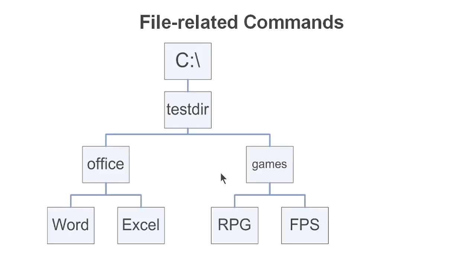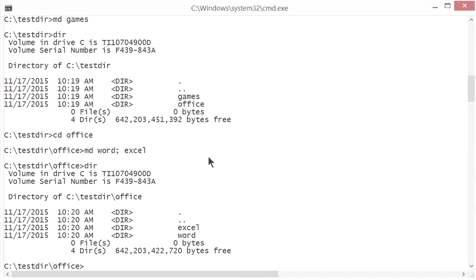Now we want to move from the Office folder, or the Office directory, over to the Games directory. And then from there, we're going to create RPG and FPS. So to do that, we could do a change directory command and go up here and then down here with another change directory command. But we could also do it in one shot. So let's show both. First of all, if we wanted to move up from Office to test_dir, we would type cd space ..